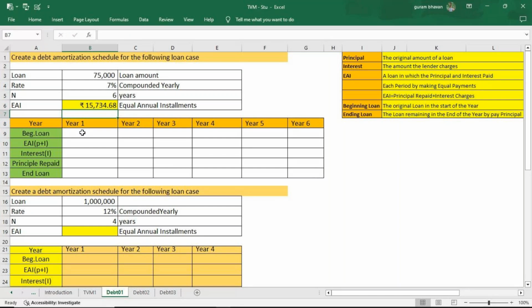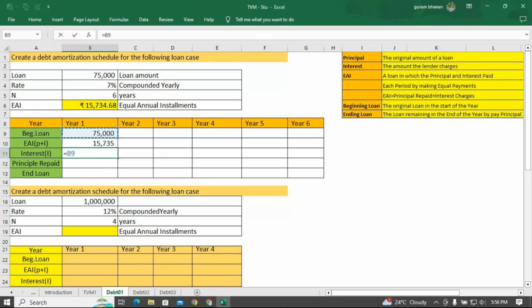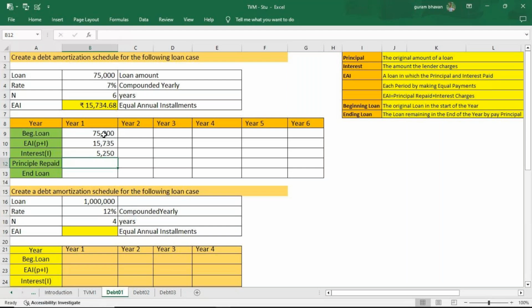So beginning loan amount. So beginning loan amount will be this. Okay, 75,000. So EAI equals, I'm going to select this cell. So EAI 15,735 rupees. Interest. So on this 75,000, the rate of interest is 7%. So I'm going to write it directly, 7%. Enter. So for 75,000, it is 5,250 rupees interest.